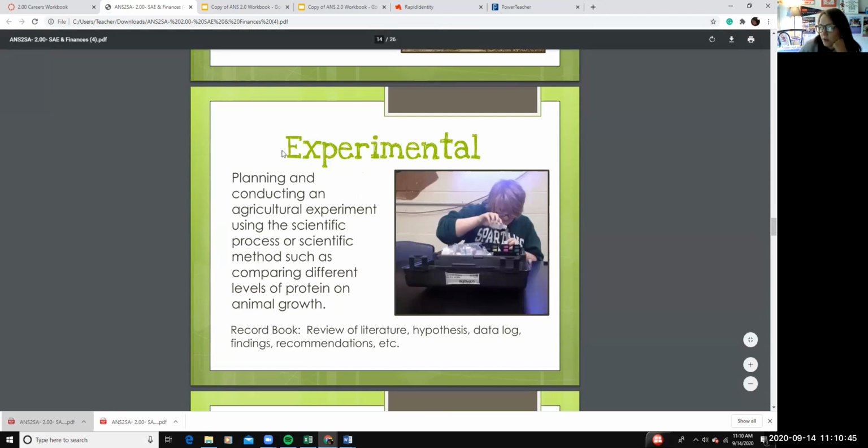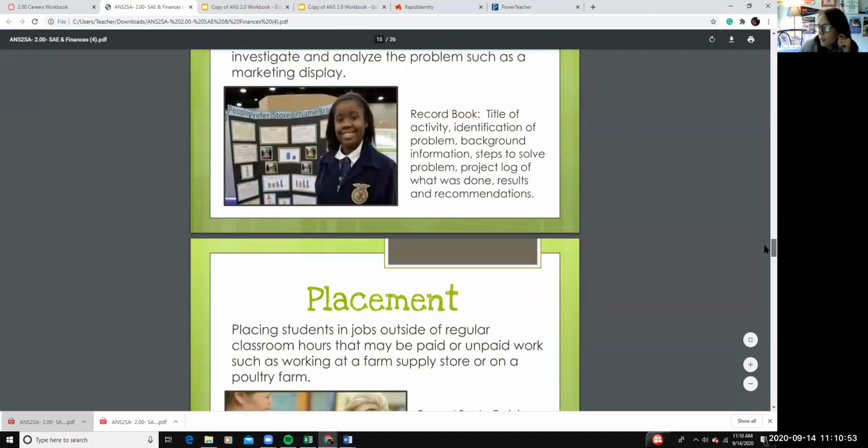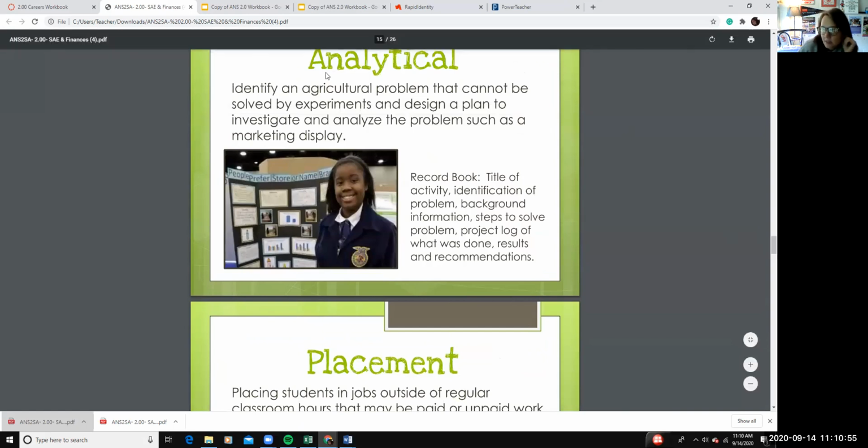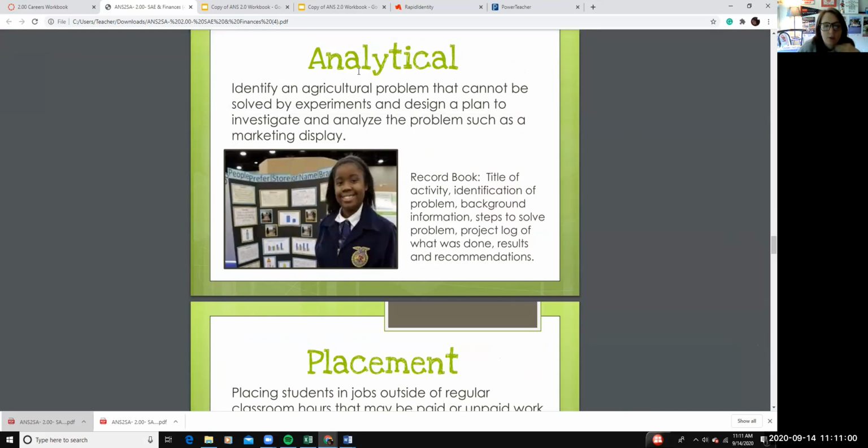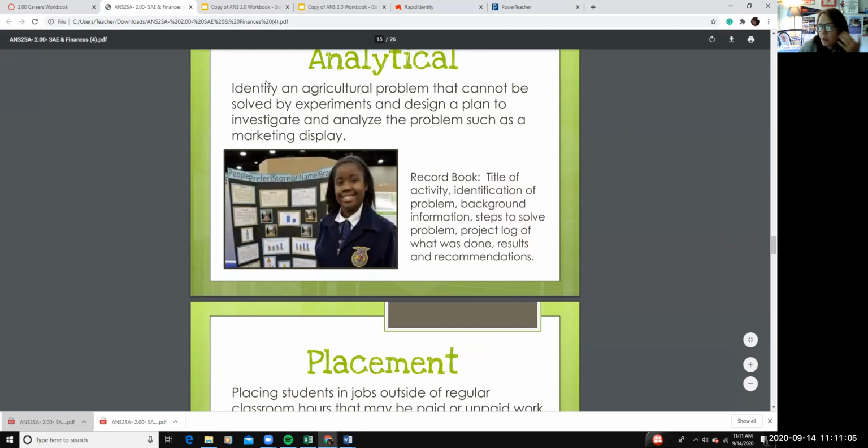All right, experimental, where you do an experiment, a scientific experiment. Analytical is like experimental, but you don't actually do the experiment. So you would do the research, come up with ideas for something, but maybe not actually do an experiment. So for this one that this girl did, she investigated and analyzed problems and then put it together into a marketing display. Hers were whether people prefer store or name brand products.